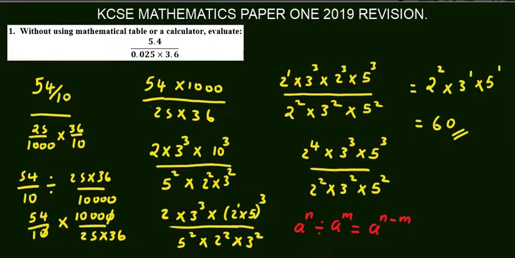So there's all the evidence that we've not used mathematical table or a calculator. The secret here is simplify by factorization, and where possible cancel. So that's it for this number.